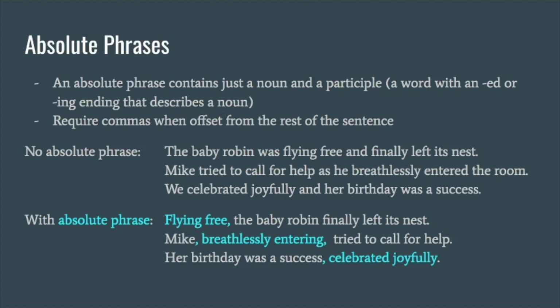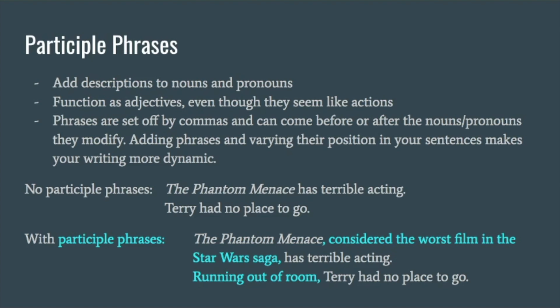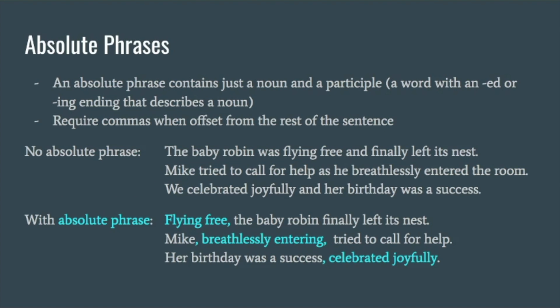Next type of phrases are absolute phrases. An absolute phrase contains just a noun and a participle. A participle is a word with an ed or ing ending that describes a noun. They require commas when offset from the rest of the sentence. And they are a lot like the participle phrases. They're shorter. There's just a noun and participle.